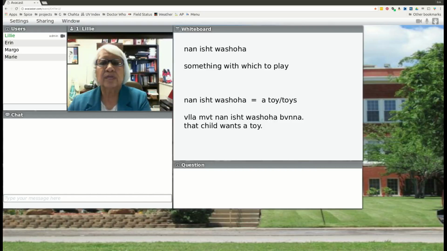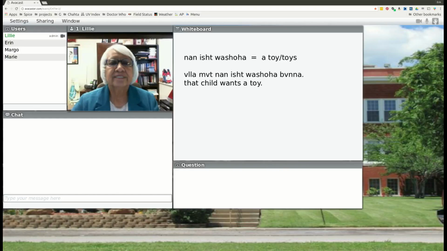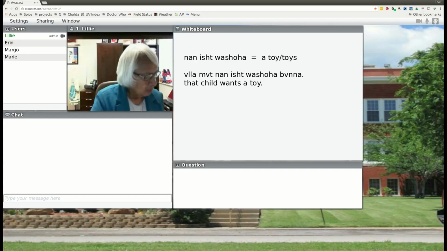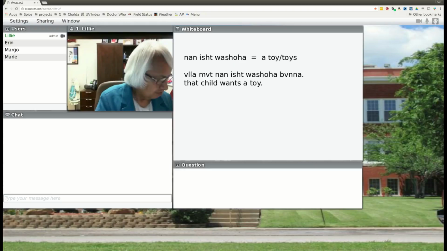I'm going to take the first part out just to show you how this can be. Shoha, and then a toy. Another term, another context. Using it with the non. This is going to be understood as play with.